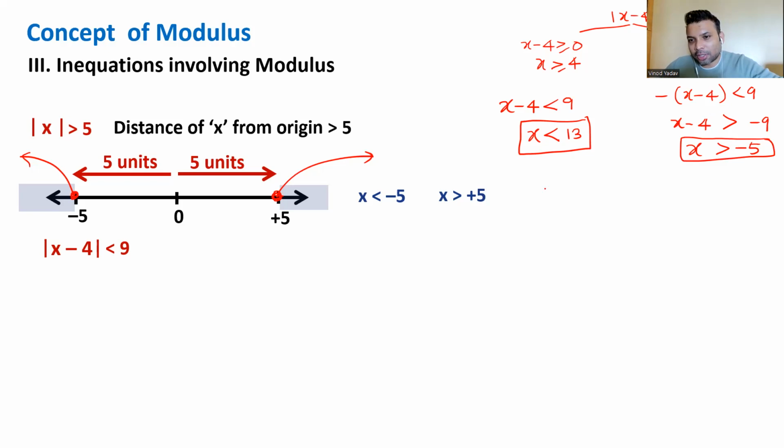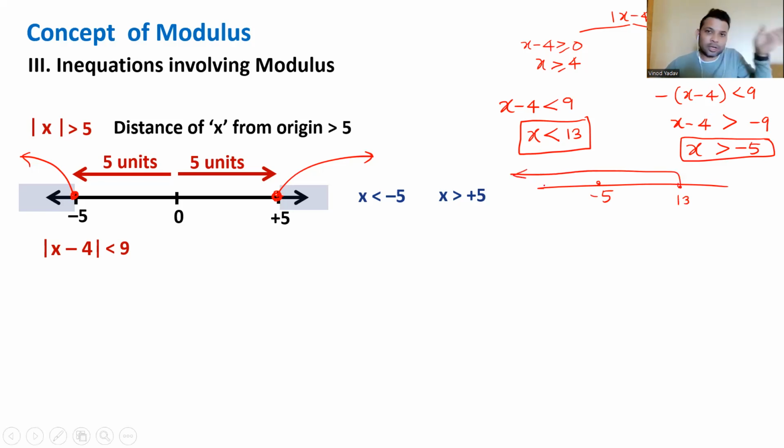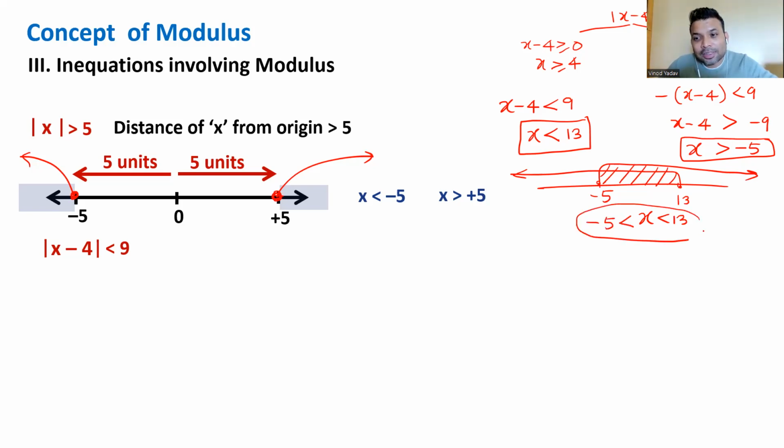Let's visualize this on the number line. -5 and 13. It says x less than 13 means to the left of 13 all the values. X more than -5 means to the right of -5 all the values. Can you see something common between them? Yes. So these values are common between them, means here both the conditions will be satisfied at the same time, isn't it? So x will be less than 13 and now I can say and, correct? And x will be more than -5.